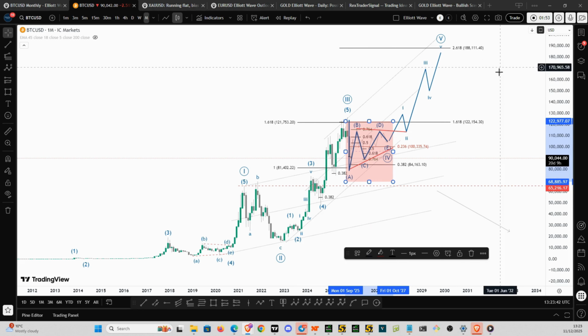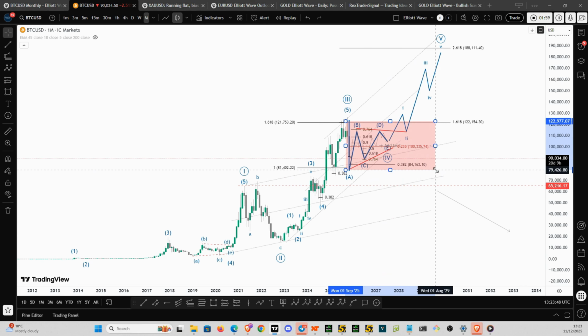Key support area is the 0.382 region of the last big advance and the lower boundary of the long-term channel. As long as BTCUSD holds that cluster, the triangle scenario remains preferred over a full trend reversal.